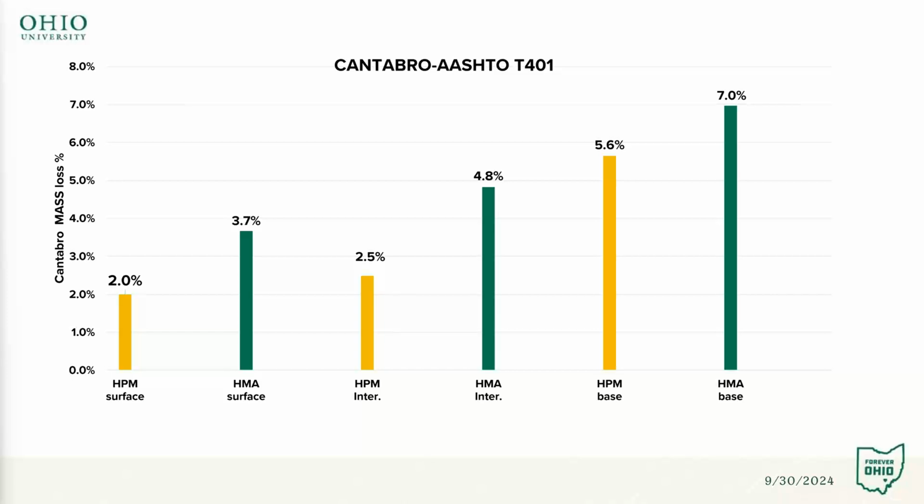For the intermediate, we had a 2.5% loss for the high polymer sections versus 4.8% for the HMA. And in the base layer, we had a 5.6% loss on the HPM versus a 7% loss on the HMA layer.